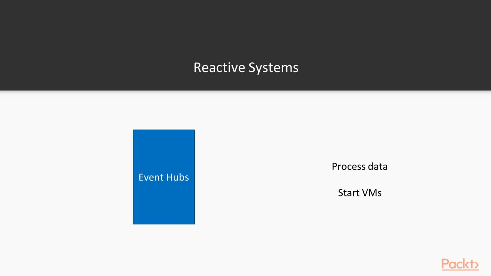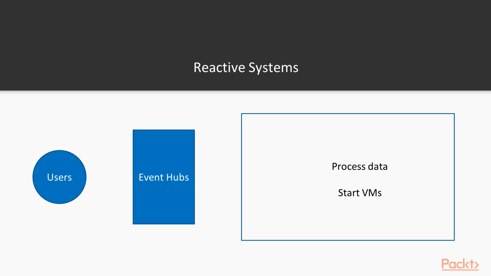In a reactive system, you have an event hub, which can be a program that listens to all the events happening across the app domain. And whenever a user has to issue a command, publish some data, or start some virtual machines, let's say, he submits a message to the event queue.